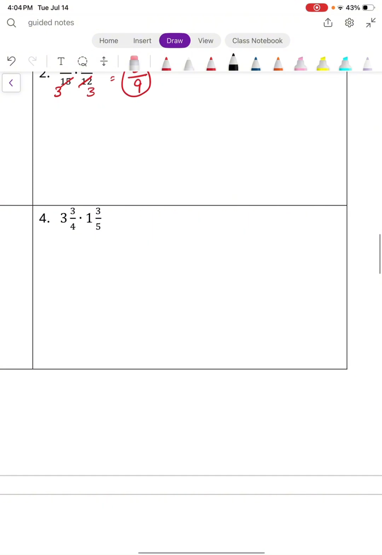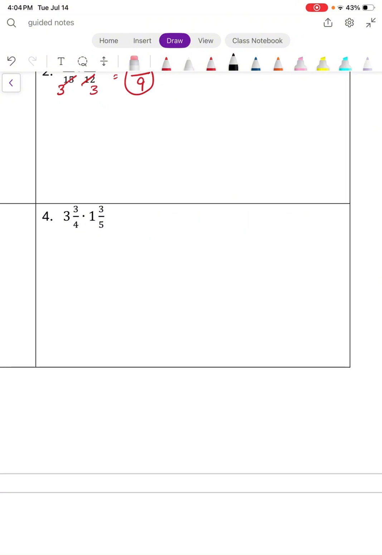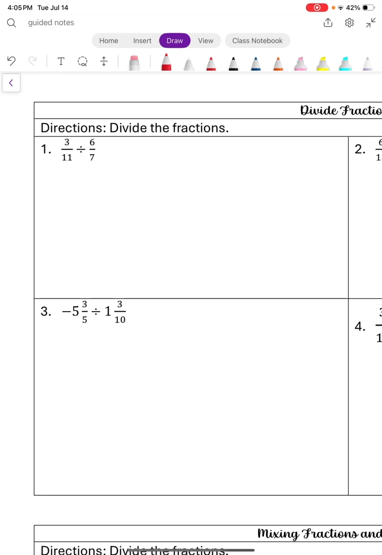The next one, again, anytime you have mixed numbers, turn them both into improper fractions. Multiply, add. 4 times 3 is 12, and 3 is 15. Leave the bottom the same. 5 times 1 is 5, plus 3 is 8. Leave the bottom the same. Cross-canceling. 15 and 5 are both divisible by 5. 5 times 3 is 15. 5 times 1 is 5. 4 and 8 are both divisible by 4. 4 times 1 is 4. 4 times 2 is 8. Multiply the tops and bottoms together, gives you a 6 and a 1. Final answer, 6.